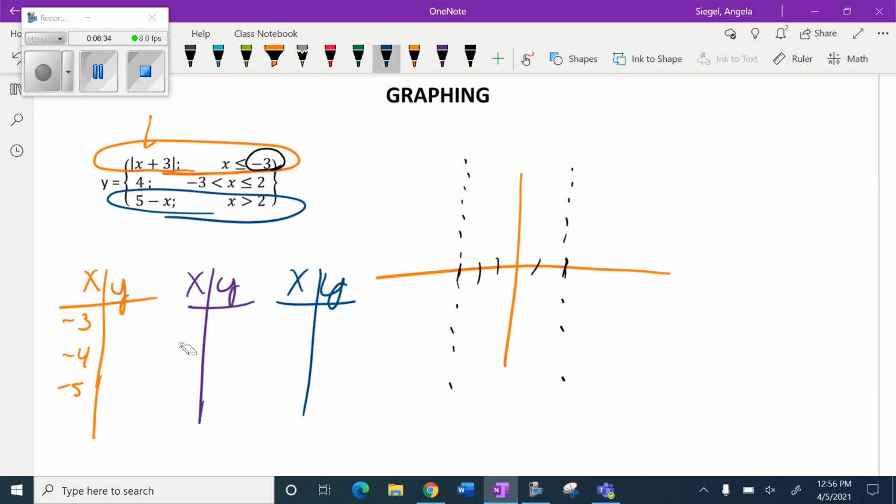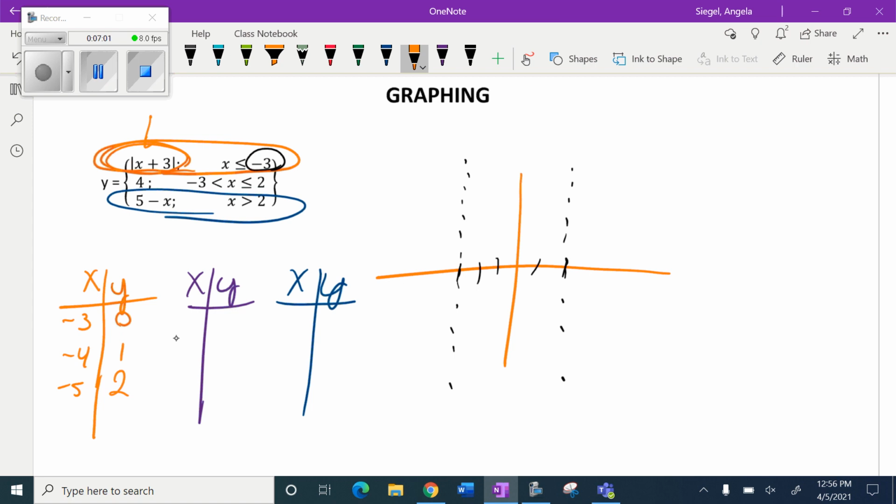Okay, so let's go back to our XY chart. I'm going to plug in -3 right here. -3 plus 3 is 0, and the absolute value of 0 is 0. -4 plus 3 is -1, and the absolute value of -1 is 1. -5 plus 3 is -2, and the absolute value of -2 is 2. So I'm going to graph that.